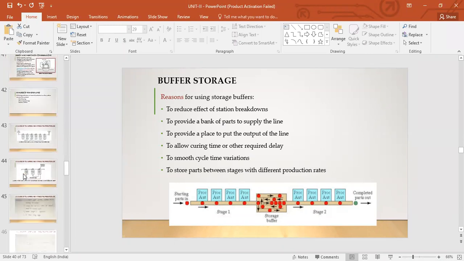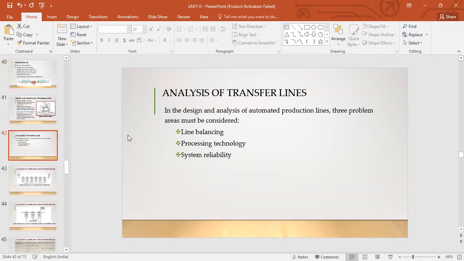Buffer storage. So when it comes to analysis of transfer lines, there are three problem areas when it comes to automated flow lines or transfer lines. We discussed that they are line balancing, processing technology, and system reliability. As for line balancing, I told you that there are some limitations, that you have to perform some processes earlier. Okay, like before threading, you have to do turning, right? So as to be able to get a smooth surface. Like that, and drilling, after drilling you can do boring.